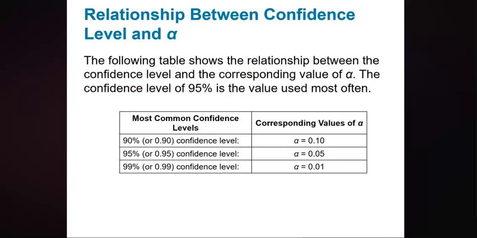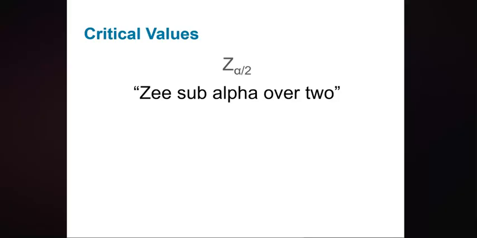So let's talk about alpha. We've seen alpha before. The following table shows the relationship between the confidence levels over here and the corresponding values of alpha. These come from subtracting the confidence level from 1. When we are looking at our critical values, we are again going to be looking at z sub alpha over 2. So let's just quickly refresh our memory about those.